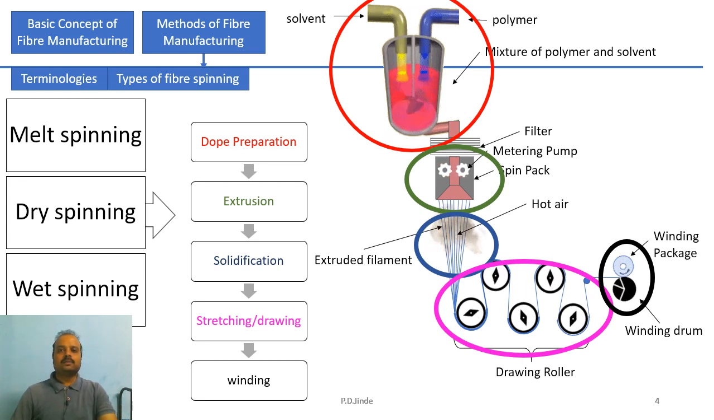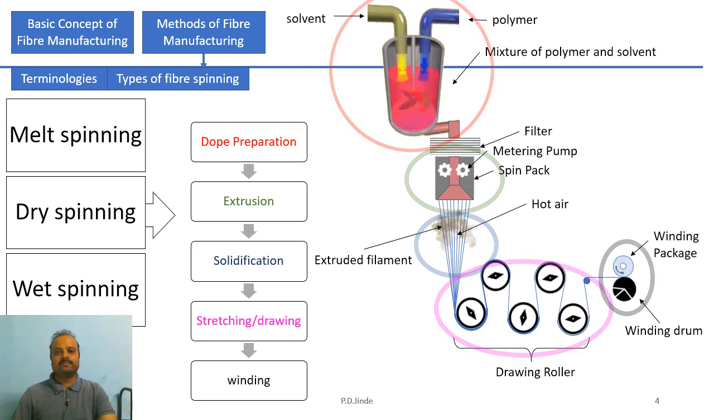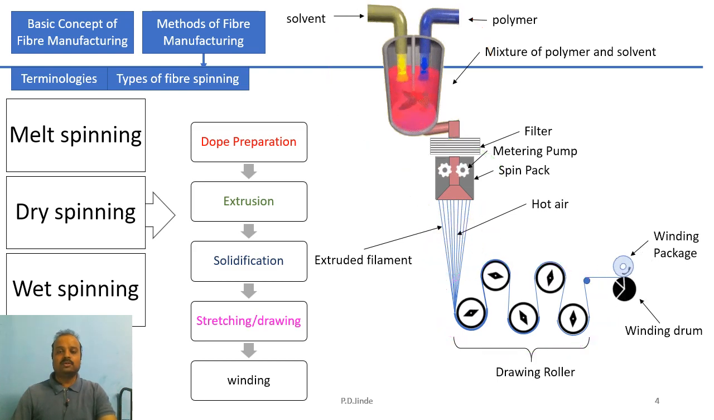So in total we can say there are 5 different stages into which dry spinning is divided. Number 1, dope preparation. 2, extrusion. 3rd, solidification. 4th, stretching or drawing, and last one is nothing but winding.